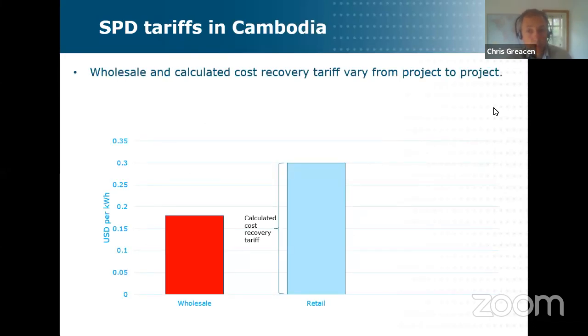In Cambodia, the regulatory authority sets tariffs for SPDs that purchase electricity at wholesale from the national grid. That's represented by this red bar on the left. Wholesale costs depend on the voltage at which the electricity is purchased and also the length of the transmission line. So I've shown one example amount, but it can vary a bit. The regulator also calculates for each of the 250 SPDs a cost recovery tariff. So bigger SPDs with clustered customers have lower cost recovery tariffs, while smaller projects or projects that have more dispersed customer populations have higher costs.